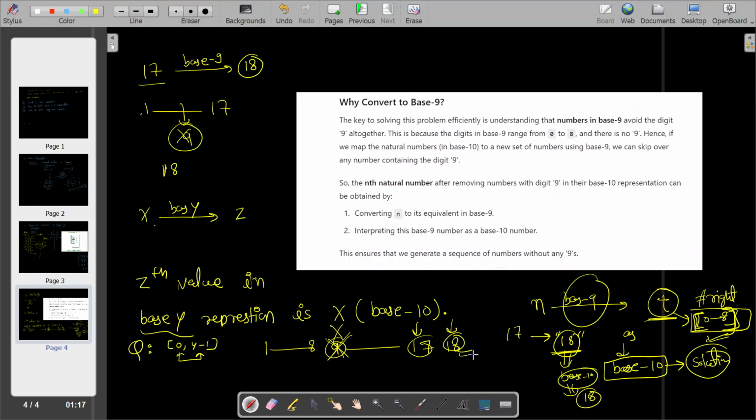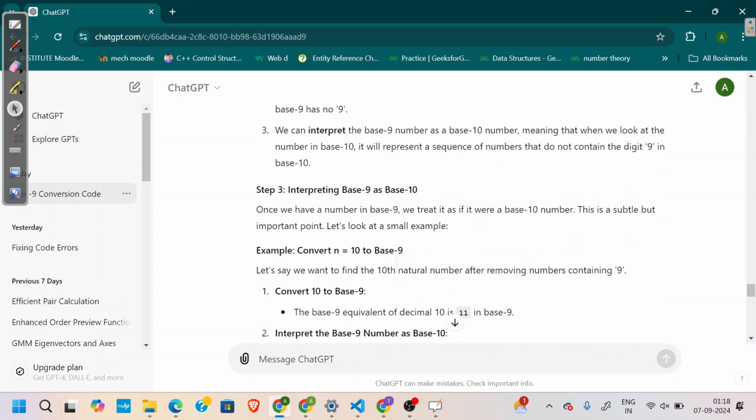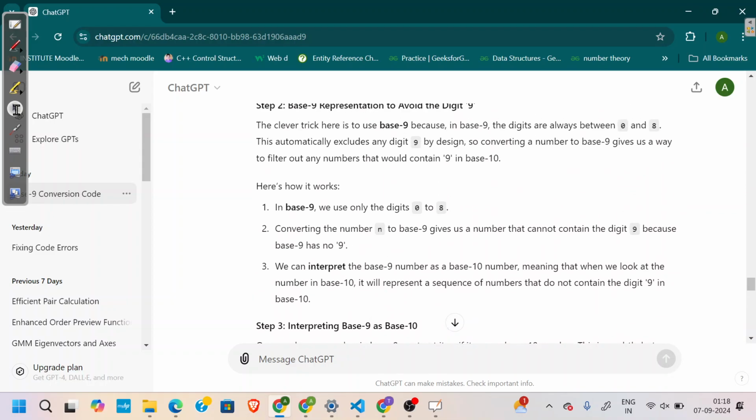So this is the base 9 representation of n, but if we consider it as base 10, this will be the nth number after removing digit 9, because this representation does not contain digit 9. This is a little bit tricky problem, a tougher problem to understand. Here you can see why they are converting this, how it works. In base 9 we use only 0 to 8, so converting n to base 9 gives us a number that cannot contain digit 9.